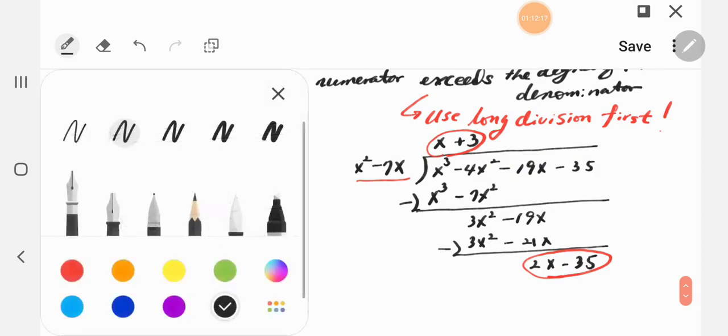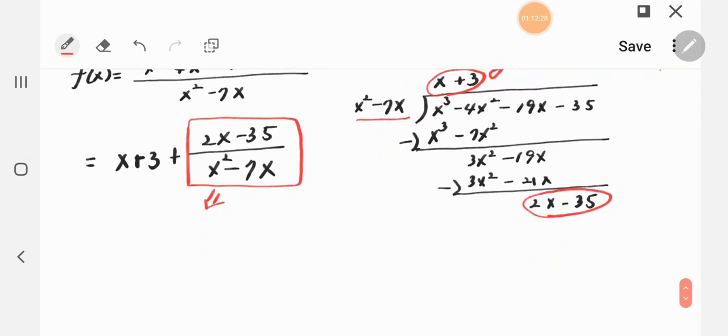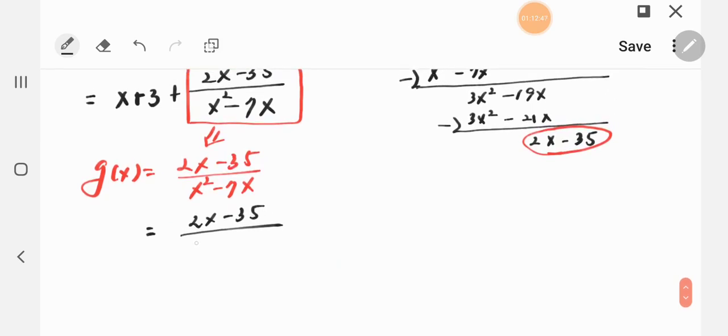So from this, why don't we do the partial fraction decomposition for this function? Let's say that is g of x. Then from this, let's do the partial decomposition. Then the numerator is still the same. The denominator, we have to factor the denominator. Then there will be x times x minus 7.